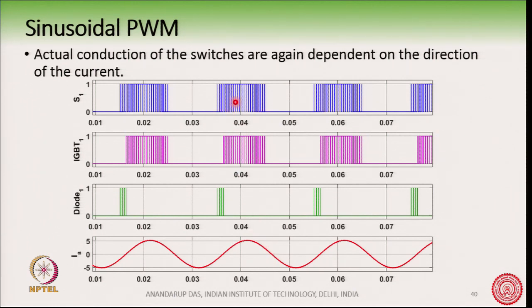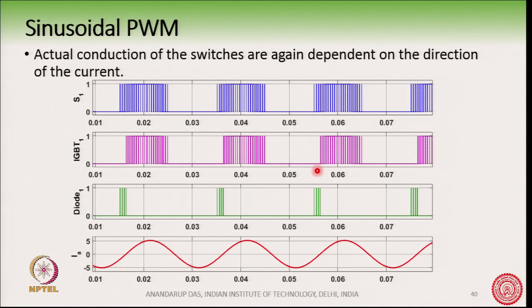So, in spite of giving the pulses for S1 here, the actual IGBT or the transistor will conduct only when the current is positive, whereas if the current is negative, the anti-parallel diode D1 will be conducting. So, this is where D1 will conduct, and this is where the transistor will conduct. Now, the losses in a transistor and the losses in the diode are different.